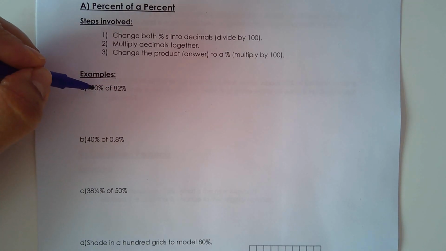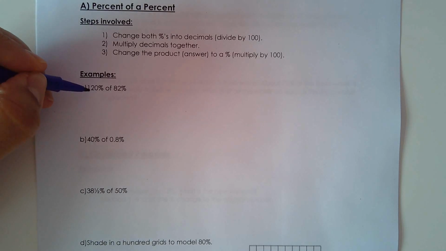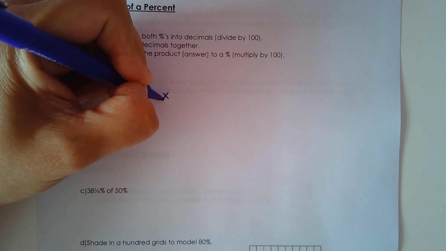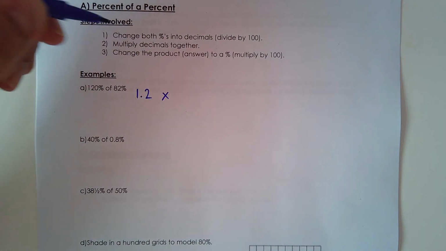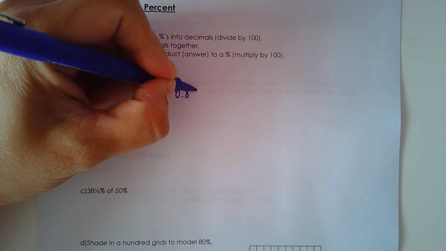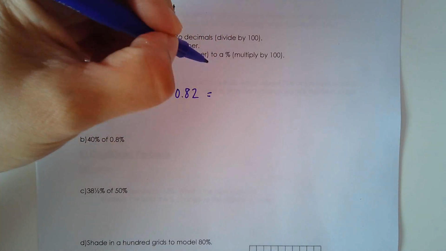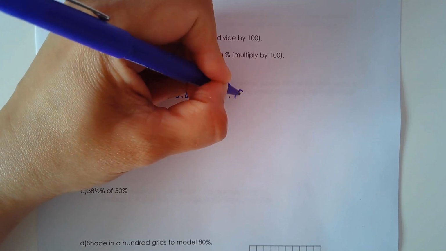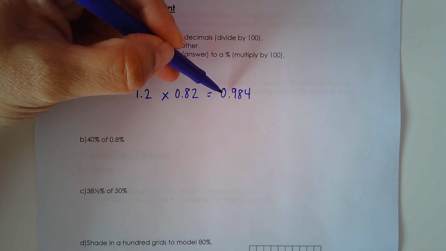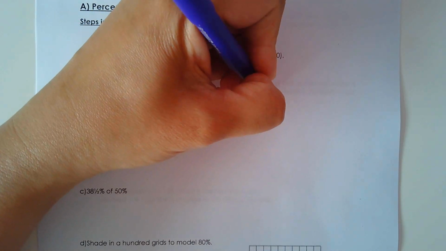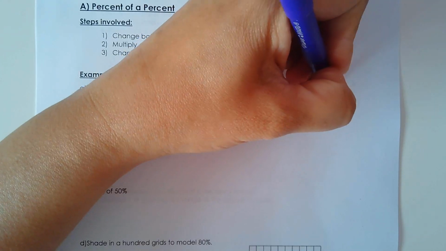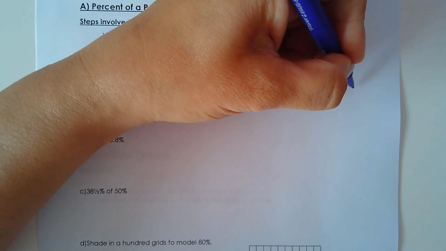So we need to change both of them into a decimal. So we divide by 100. Hopefully you have the hang of this now. I'm not going to show that step. So 1.2 times 0.82, and that is 0.984. Okay, so we multiplied the decimals together, and then we have to multiply it by 100 so that we get 98.4%.